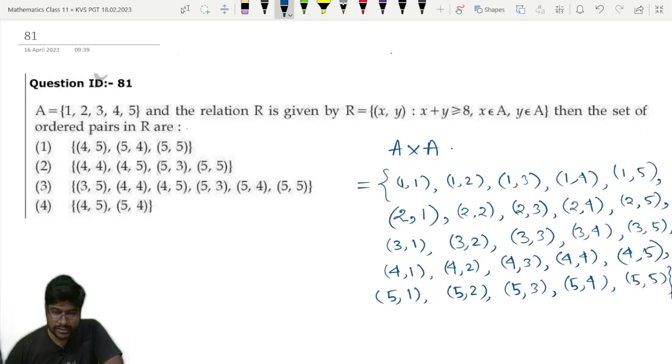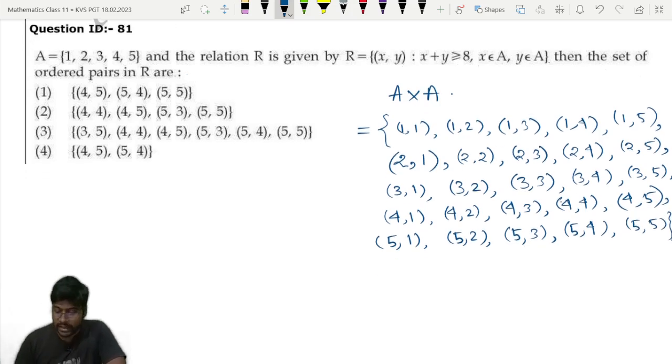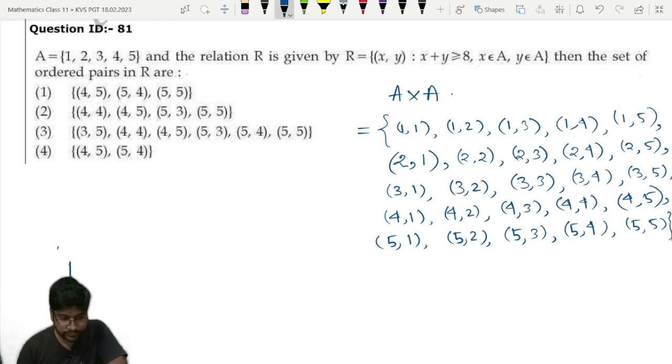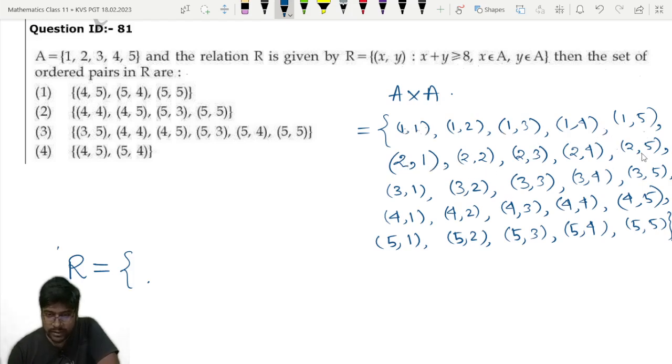Okay, this is A cross A, this is not R. Now R they have defined in such a way that the ordered pair x comma y will be in R if x plus y is greater than equals to 8. So what will be R? From here can you list the elements of R? According to the definition, x plus y must be greater than equals to 8. So in the first row you see in A cross A that if you add these two components x and y, they will not be greater than equals to 8. So in the second row also they will not be greater than equals to 8.